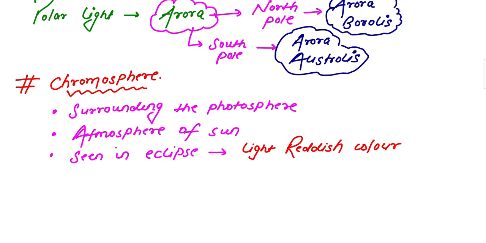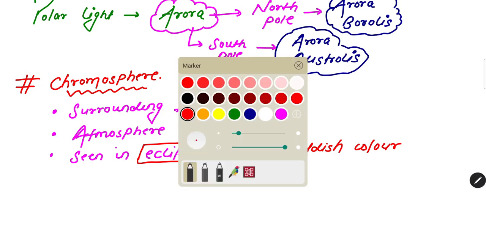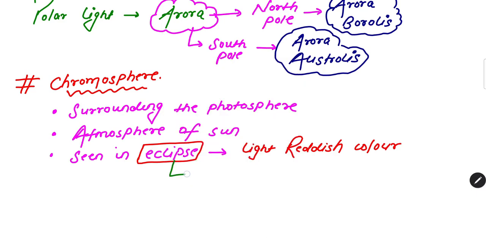If I am talking about the eclipse, there are two types of eclipse: lunar eclipse and solar eclipse. In which eclipse is it visible? It is visible in the solar eclipse, right? So this is all about the chromosphere.